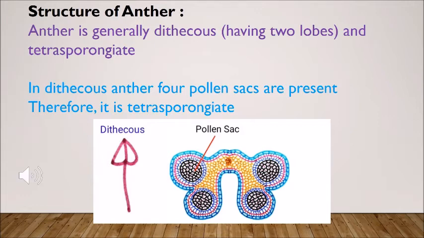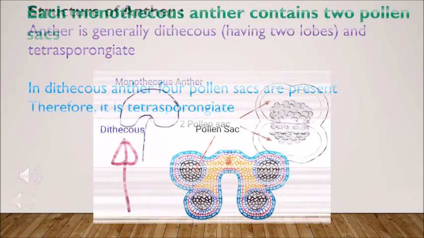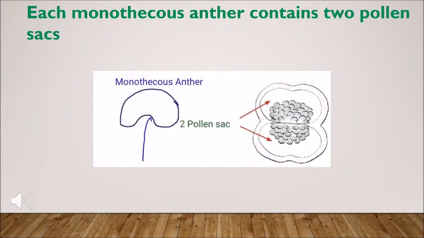You can see in the diagram the structure of dithecous anther. You can see the two lobes, the left and the right one, and the structure of pollen sac. As you can see the black circular structures inside it, the four, they are the pollen sacs, which result in the formation of pollen grains. Each monothecous anther contains two pollen sacs.